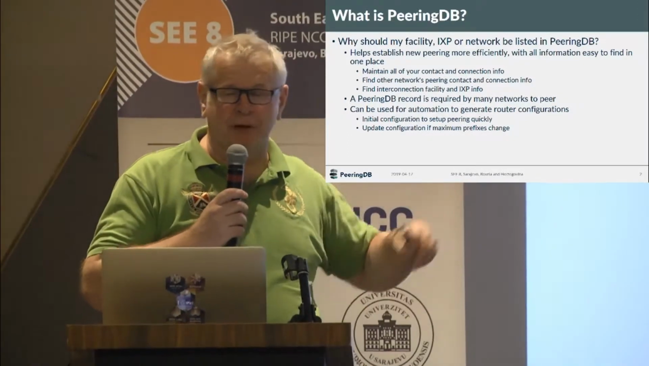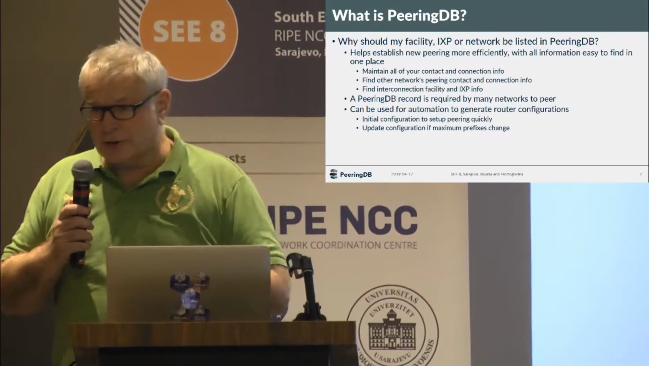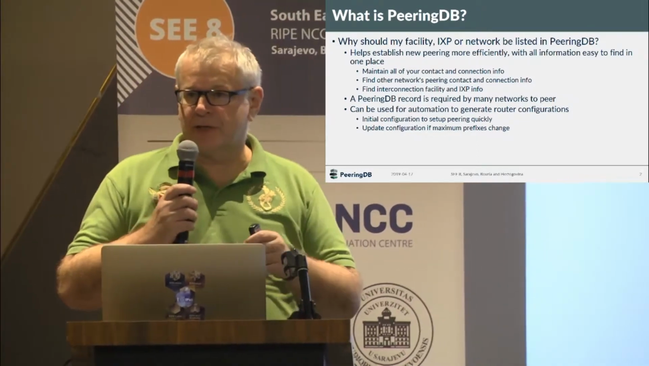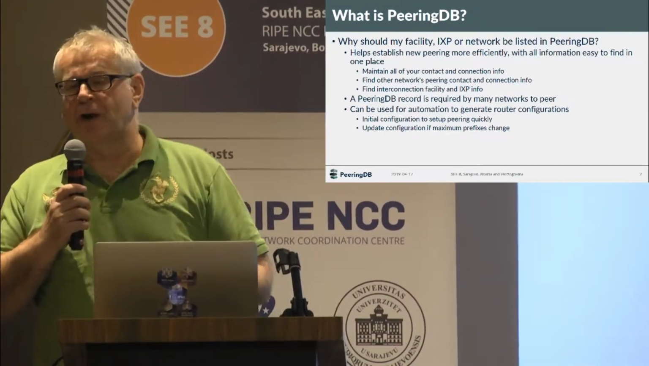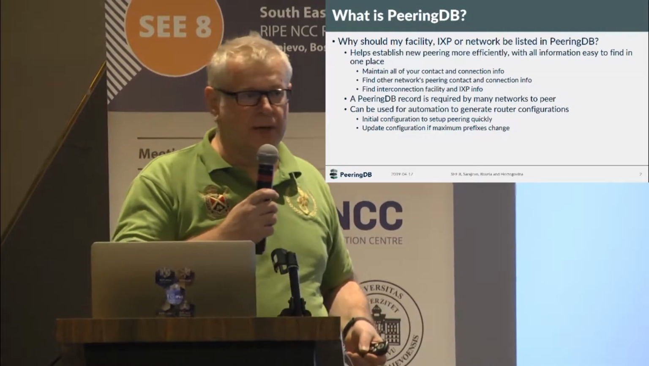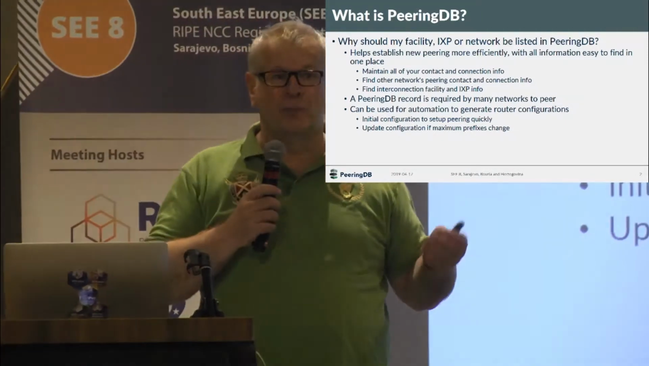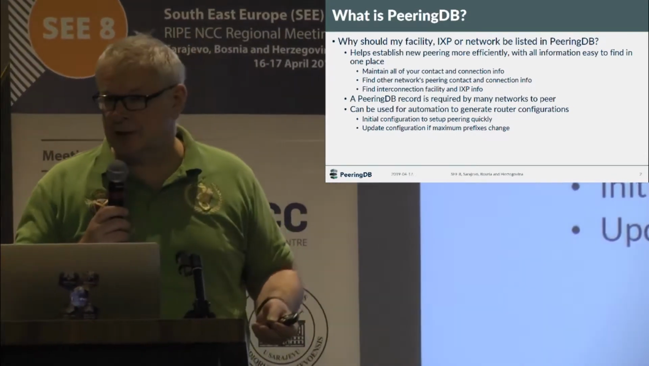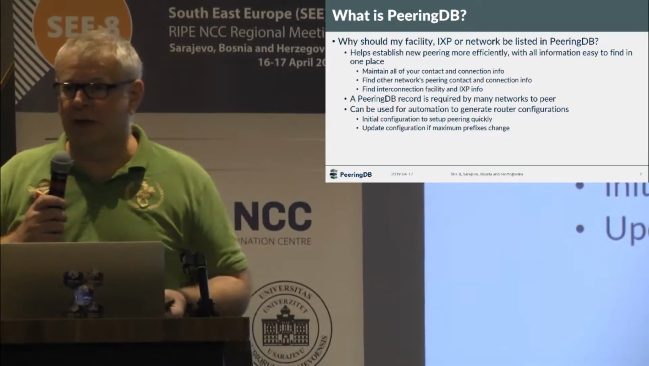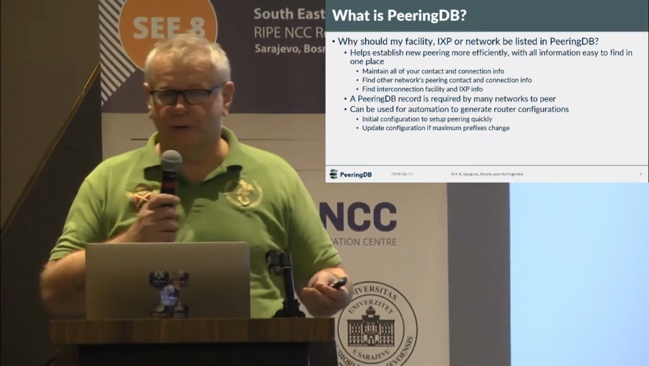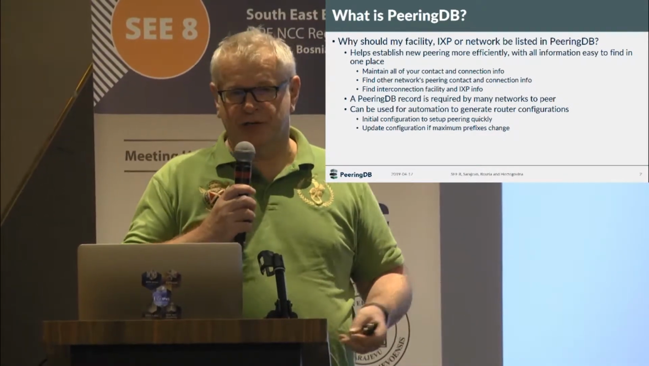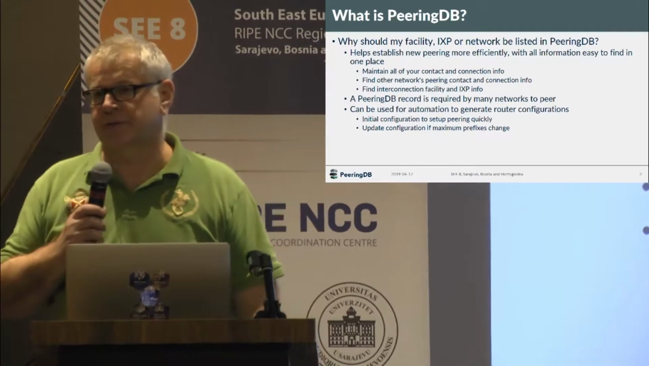Then we also have contact information, and we also have derived information. For example, which network is in which facility, which network is connected to which internet exchange, and which internet exchange is in which facilities. All this information is needed to maintain your peering.